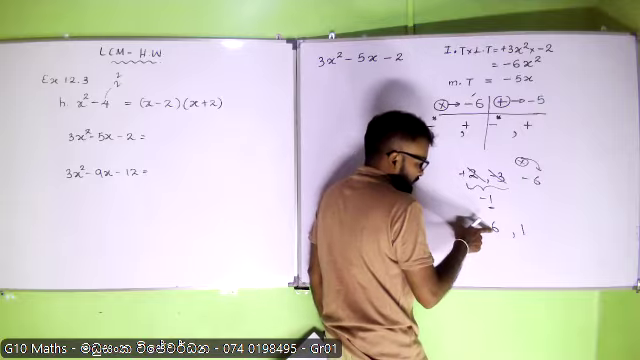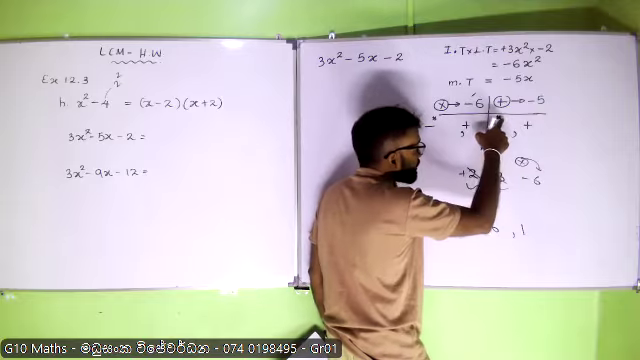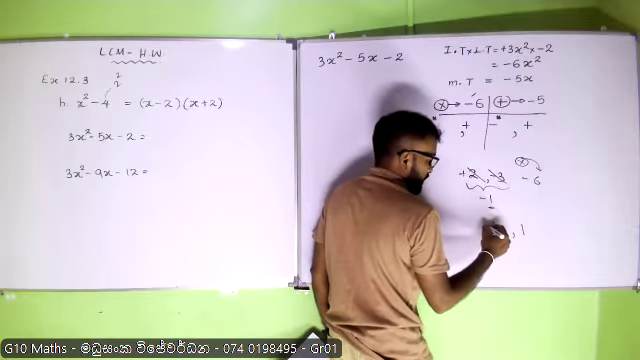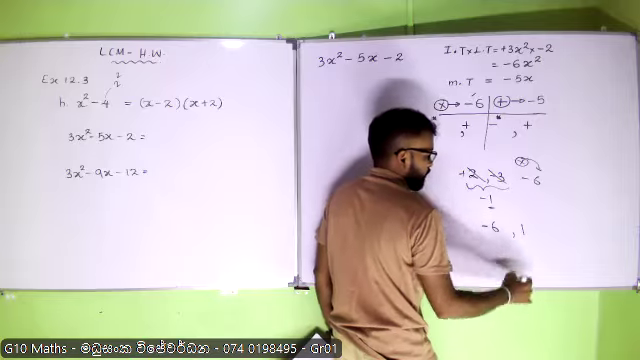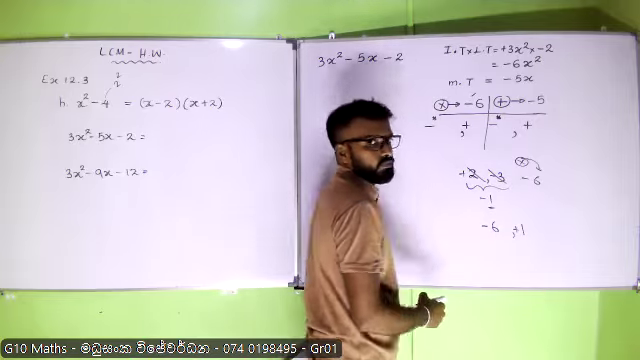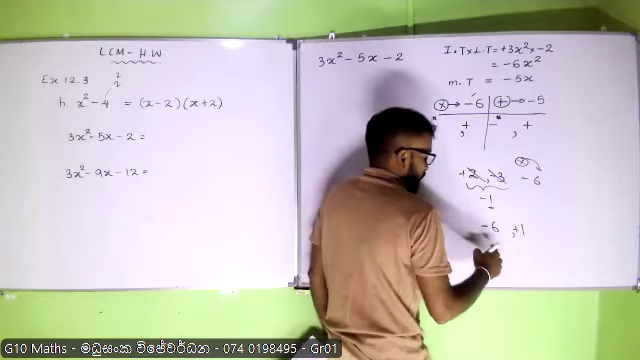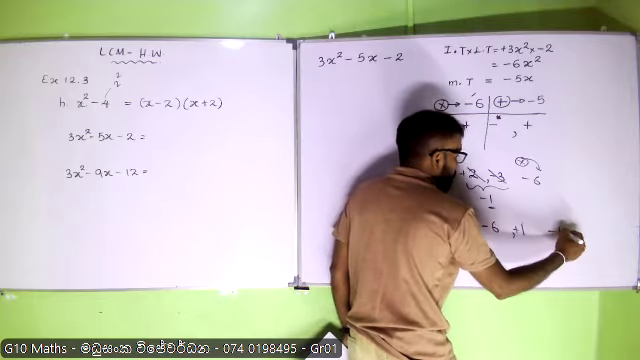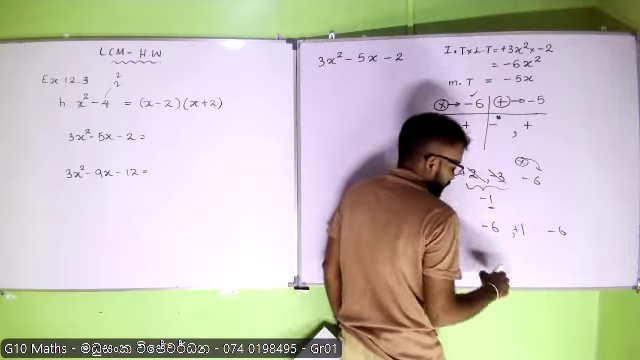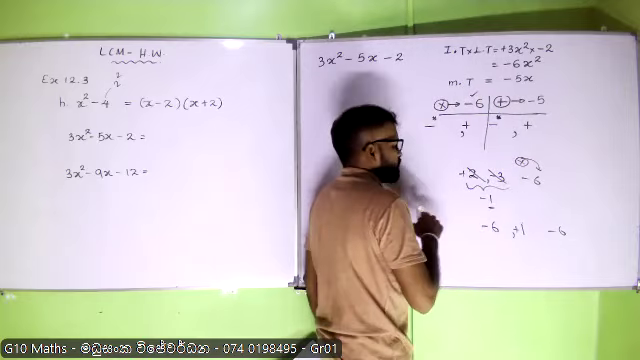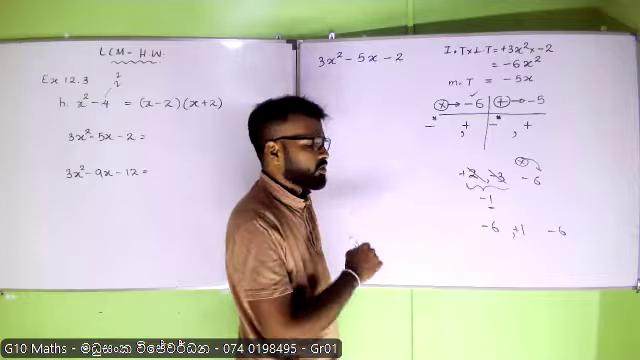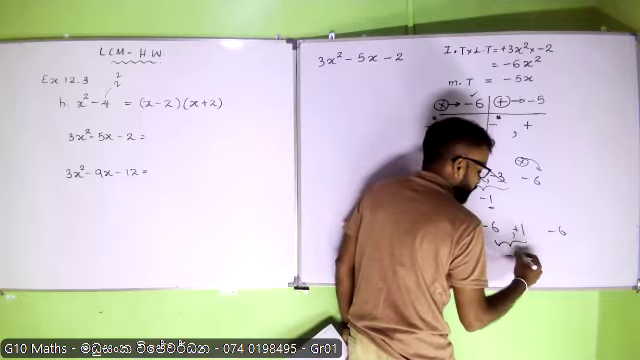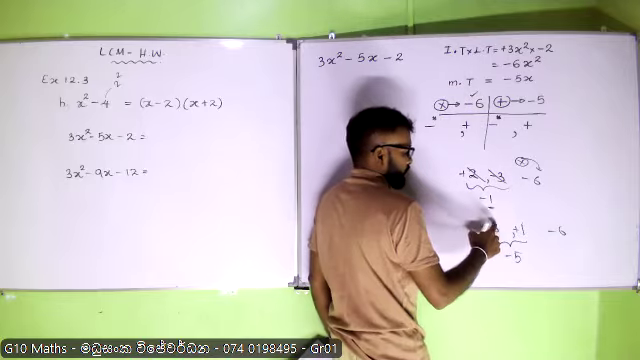So the biggest number should be negative, as I told you here, because you need to end up with the negative value. So 6 should be the negative, and 1 should be positive. So the negative into positive, negative. 6 into 1, 6. This one is okay. Here you have negative 6, there you have positive 1. So definitely you will end up with negative 5 when you are adding these two.